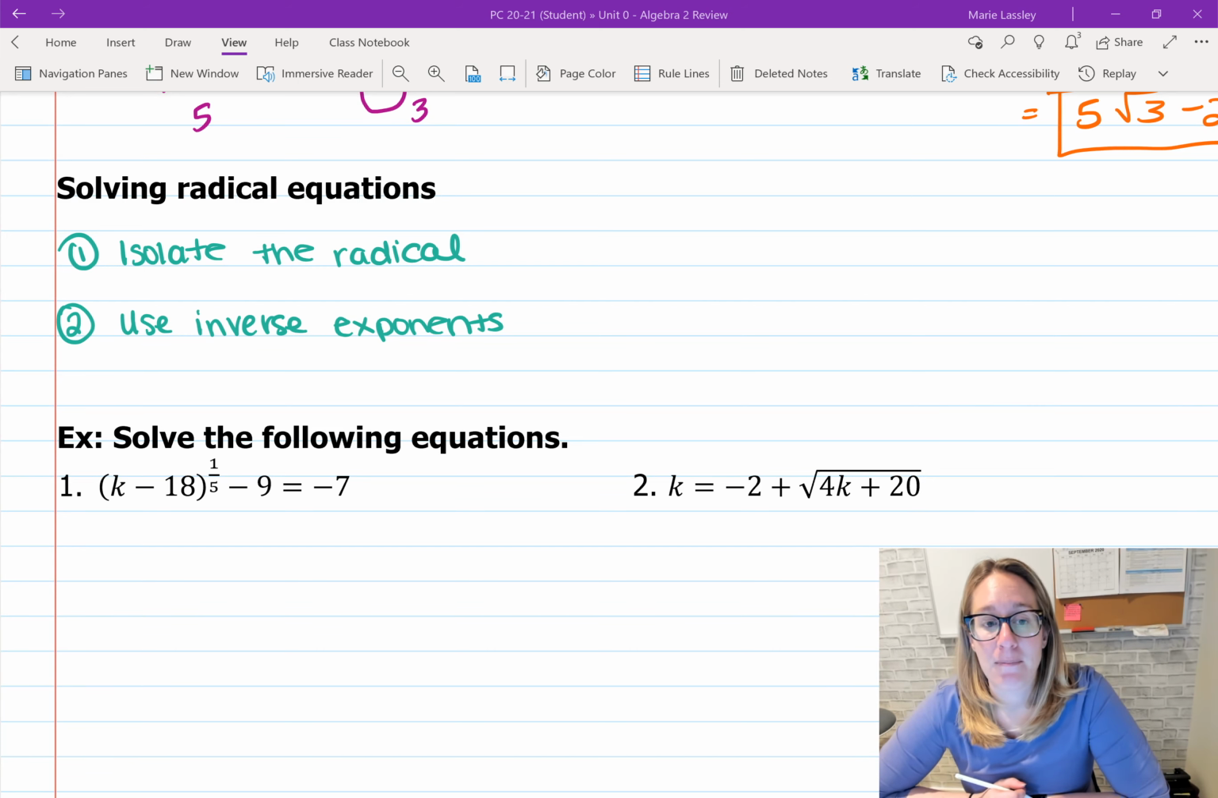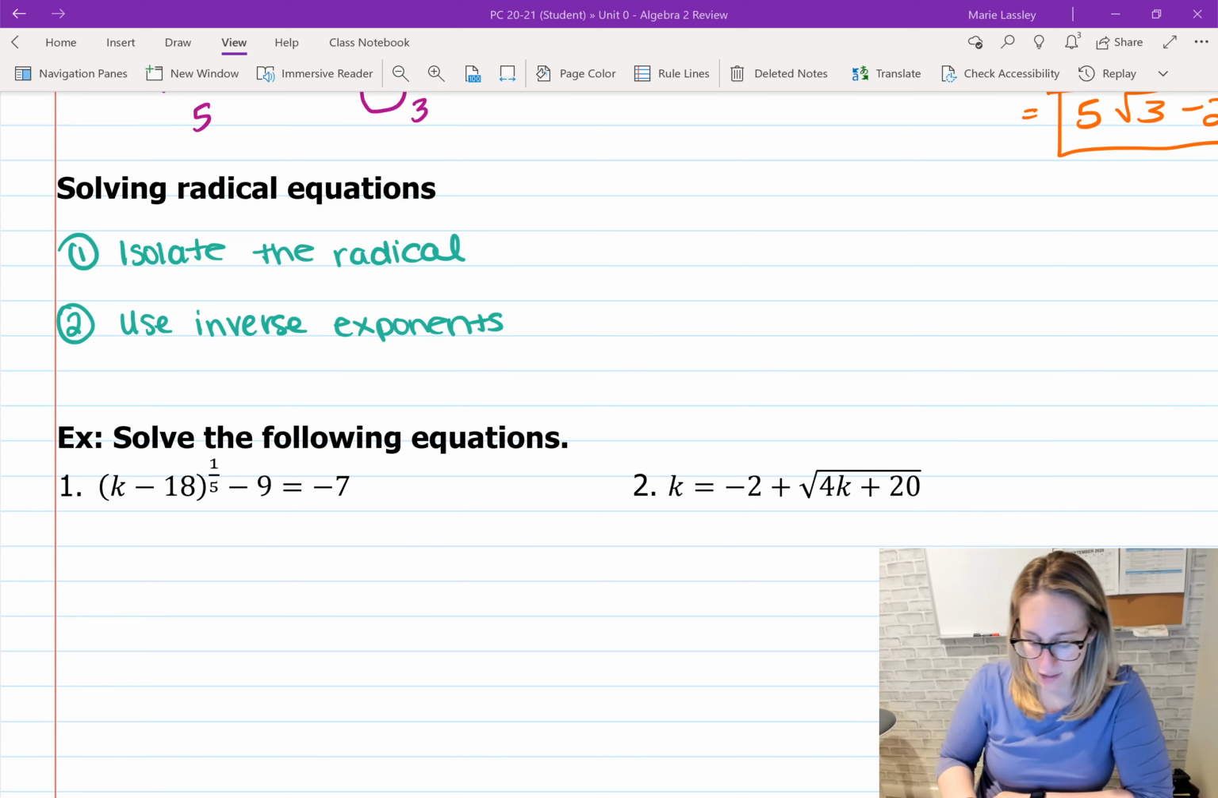So those are our two things that we're going to do. The first step, isolate the radical. Once it's by itself, you can go to step two, which is to use inverse exponents. After that, we're just going to solve it like any other normal problem. So let's go down here to this first one.